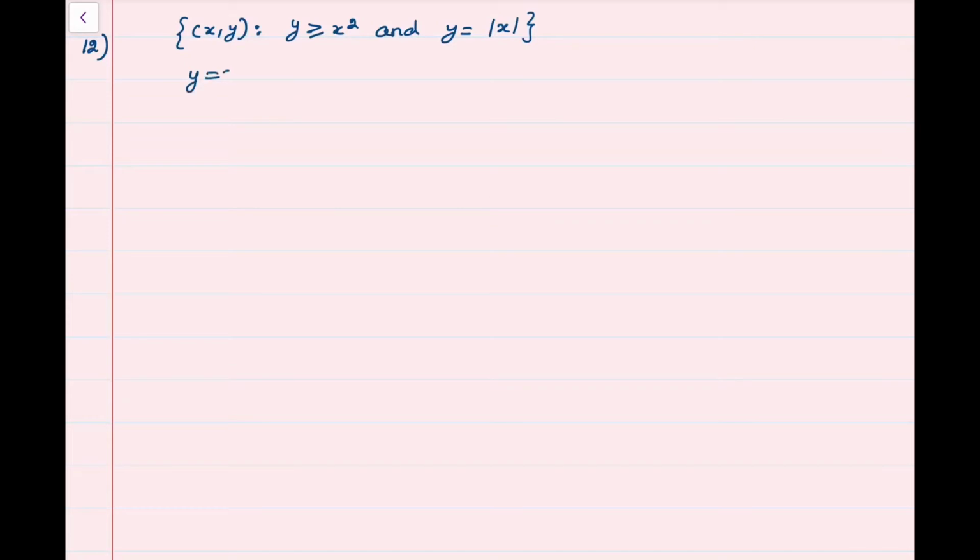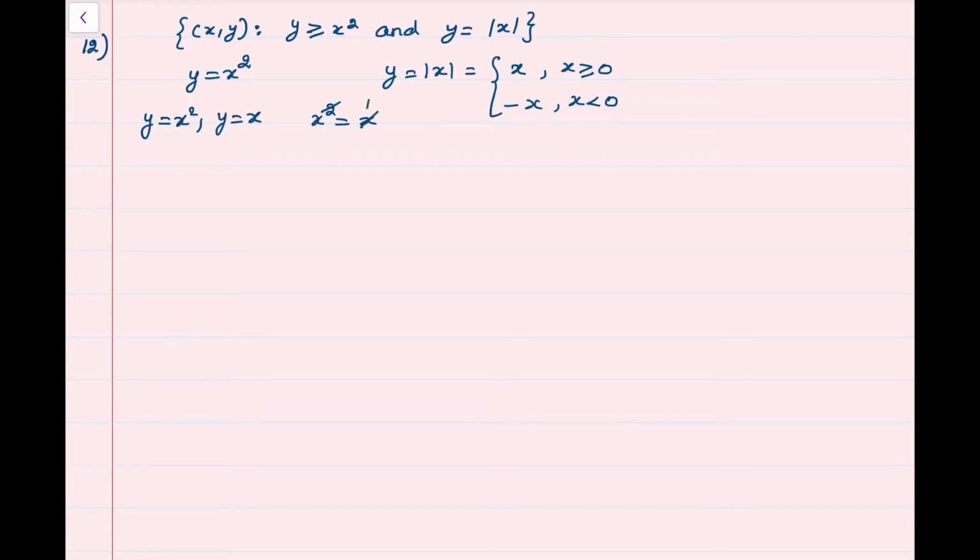Y equal to x square is a parabola, upward parabola, and y is equal to absolute value of x. The definition of absolute value is it takes the value x when x is greater than or equal to 0 and it becomes minus x when x is less than 0. We will solve these equations, y equal to x square and y equal to x. We get x square is equal to x. Let us cancel x, but don't forget to equate it to 0.